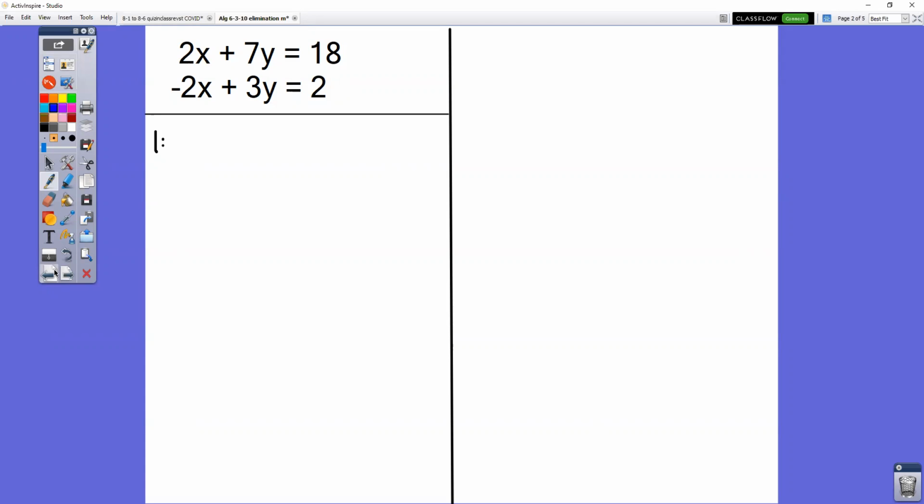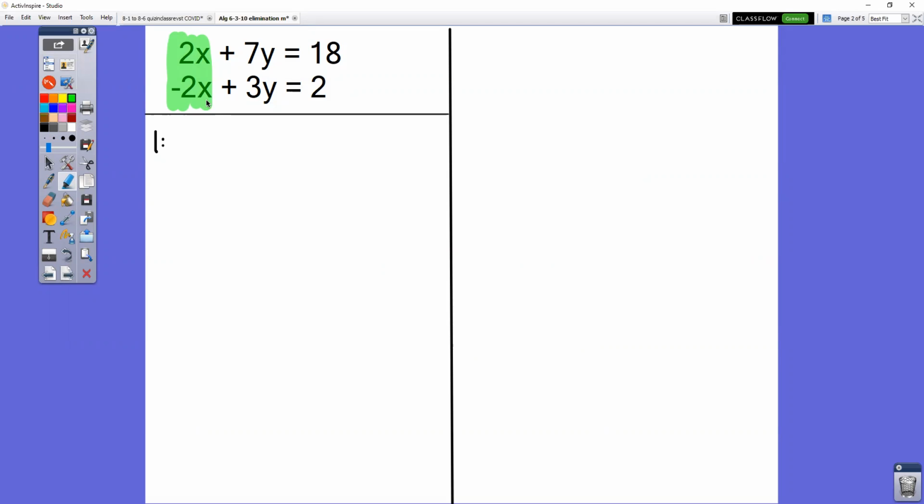So what we want to do here is notice that we have opposites right here as our x's. We can only use this method when we have opposites. So think of what opposites mean. Opposites mean like 5 and -5, or 3 and -3, or 7 and -7. Notice that in this problem, we have opposites of 2x and -2x. Because we have these opposites, that is the only reason that we can use this method. If you don't have opposites, you can't do it.